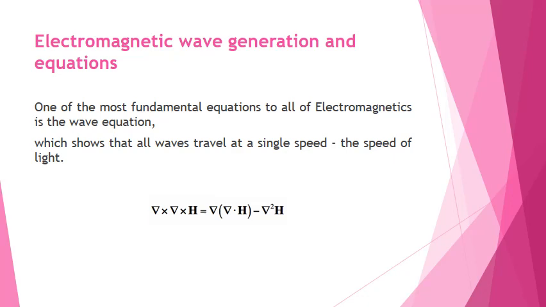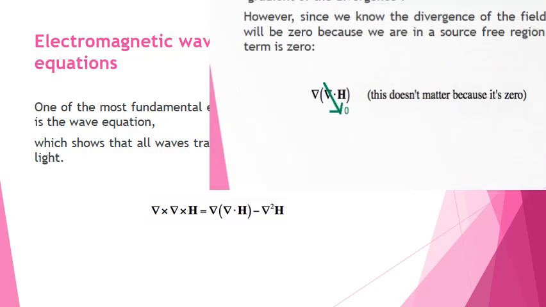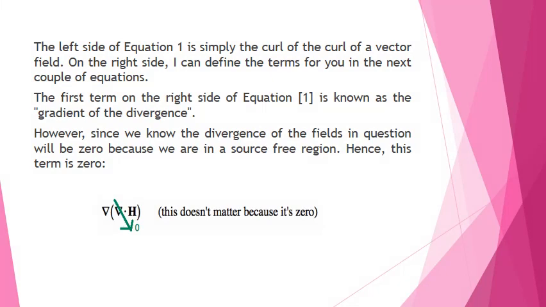One of the most fundamental equations of all electromagnetics is the wave equation, which shows that all waves travel at a single speed, the speed of light. Del cross H is equal to del into del dot H minus del square H. Already we have known this. The left side of the above equation simplifies to the curl of a vector, the first term on the right side is known as the gradient of the divergence. Here, del dot H is 0.